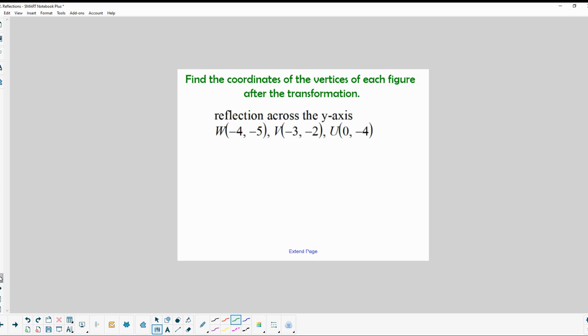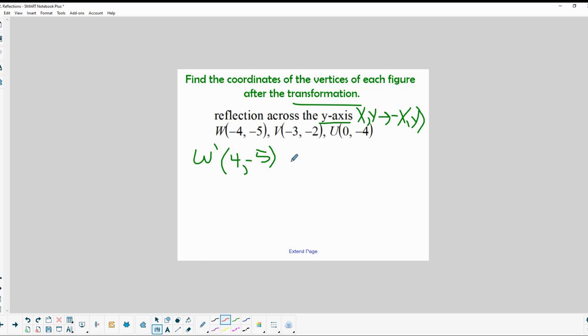So the next one, find the coordinates of the vertices of each figure after the transformation listed here. And that's across the y-axis. Well, let me just remind you that a minute ago we discussed that the xy value, when you go across the y-axis, the x value becomes its opposite, and the y value stays the same, right? That's what happens when you go across the y-axis. So if we do that, then the x value would become positive 4 here. Y value would stay the same. And that's w prime.